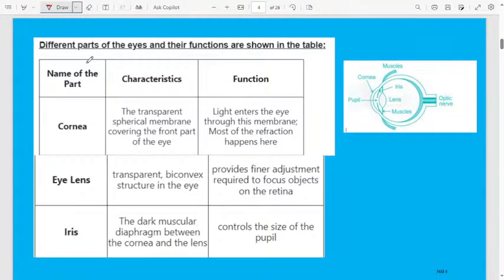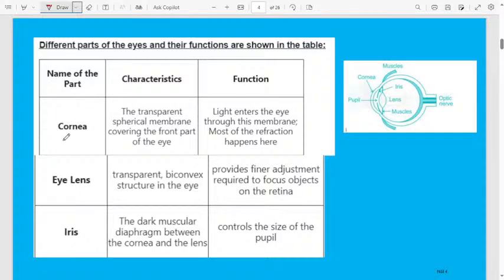Let us discuss in detail the different parts of the eye and their functions, because we don't know which part of the eye they may ask the question on. That's why let us do a quick revision of the parts of the eye. This is the structure of the eye.